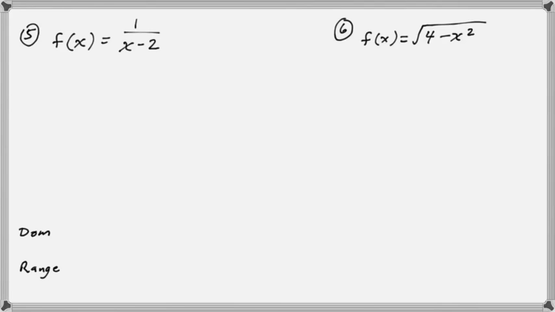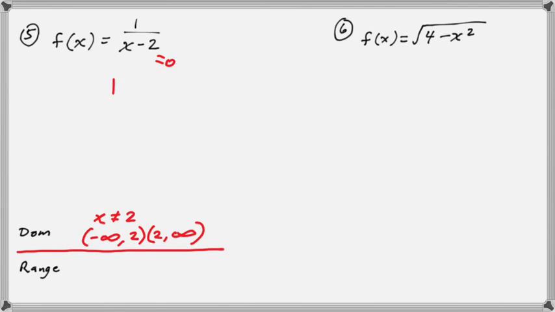So I look for what makes the denominator 0. Basically, x cannot equal 2. How do I write that in interval notation? Small to large, don't include it. Small to large, don't include the 2. You can never include the infinity.